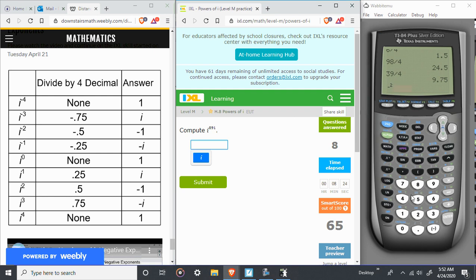891. Well, your guess is as good as mine. 891 divided by 4. Again, what's my remainder? 0.75. 0.75 means my answer again is negative i.